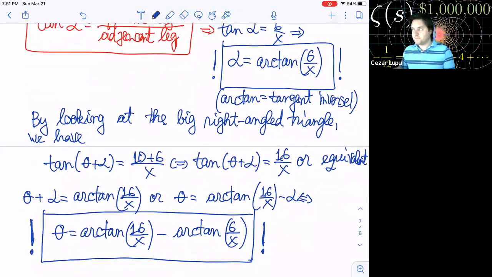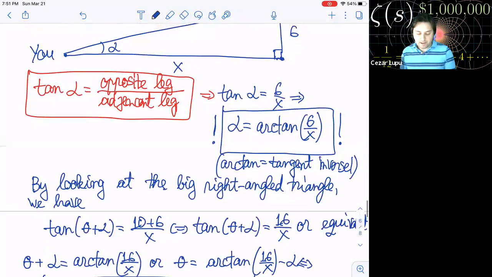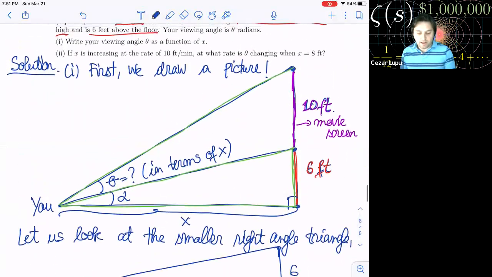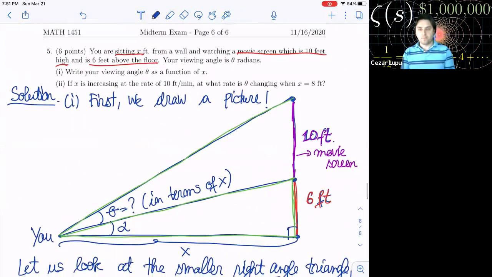Now let's see the second one. So let's analyze it together. So we know who theta is. Let's look back at the problem. So think about it. If x is increasing at the rate of 10 feet per minute, at what rate is theta changing when x equals 8 feet? So think about it just a second.